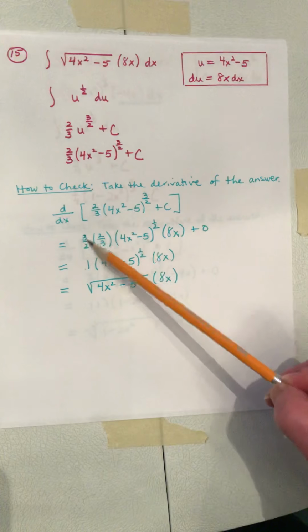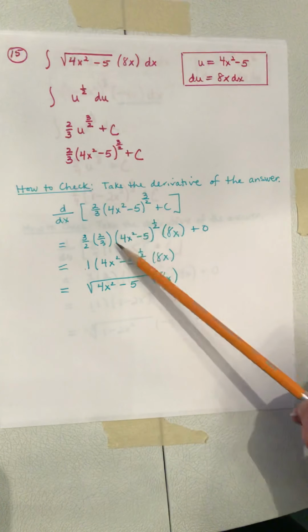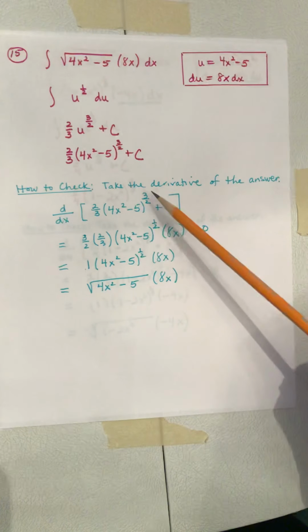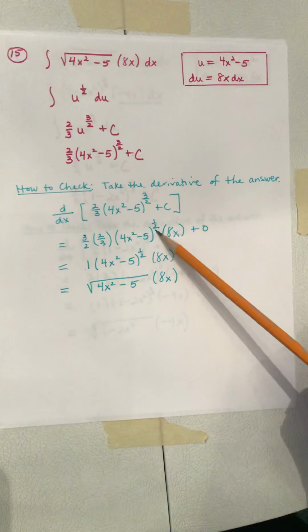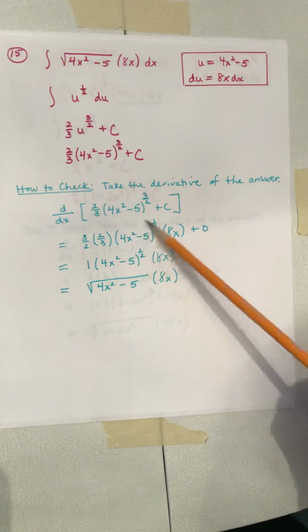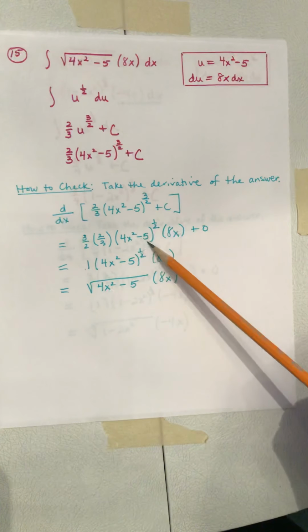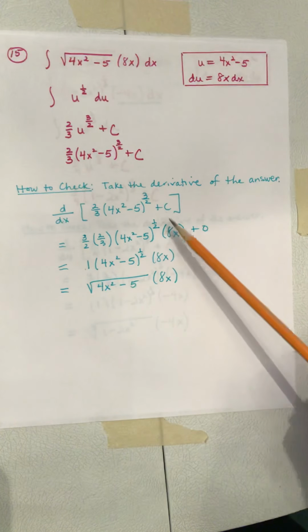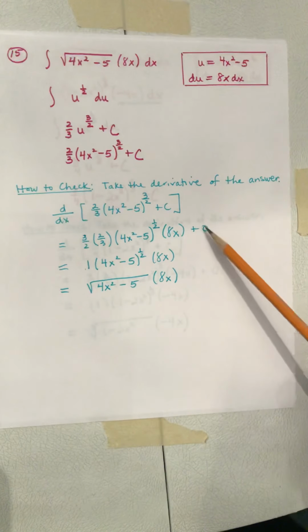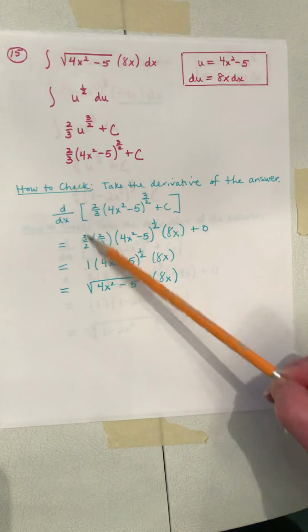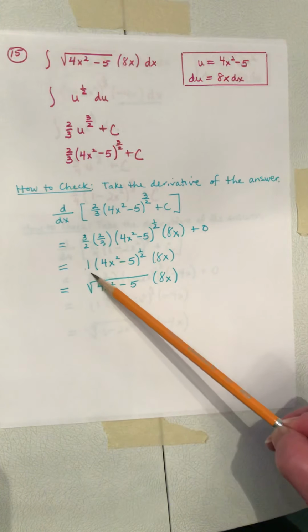3/2 times 2/3. Keep the inside function the same, keep the base the same. Subtract 1 from 3/2, we get 1/2. And then take the derivative of the inside. The derivative of 4x squared minus 5 is 8x, plus the derivative of c, which is 0. Now 3/2 times 2/3 gives us 1.